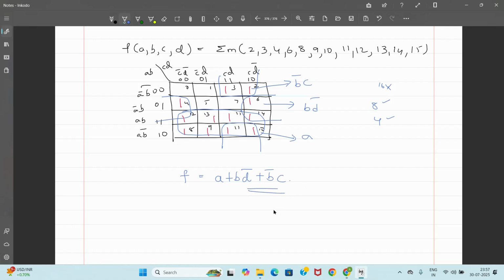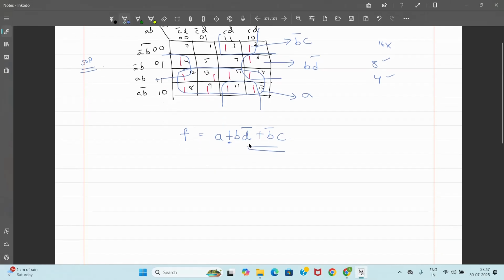Okay, so this will be the solution. I hope I've covered all the ones here. One octet, one quad, two quads. So two quads and one octet, and the answer is this, right? So this is how we can solve the 3 and 4 variable K-map for SOP equations. Till now what you've done is sum of products, sum of product terms. Okay, this is SOP. Now one last thing.